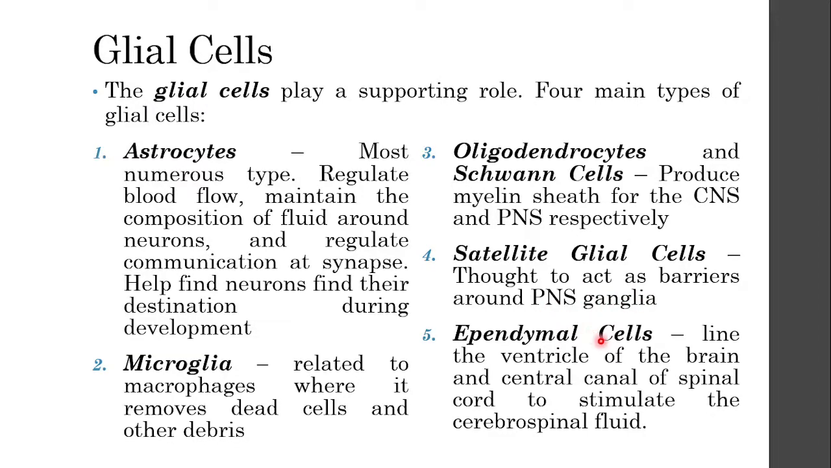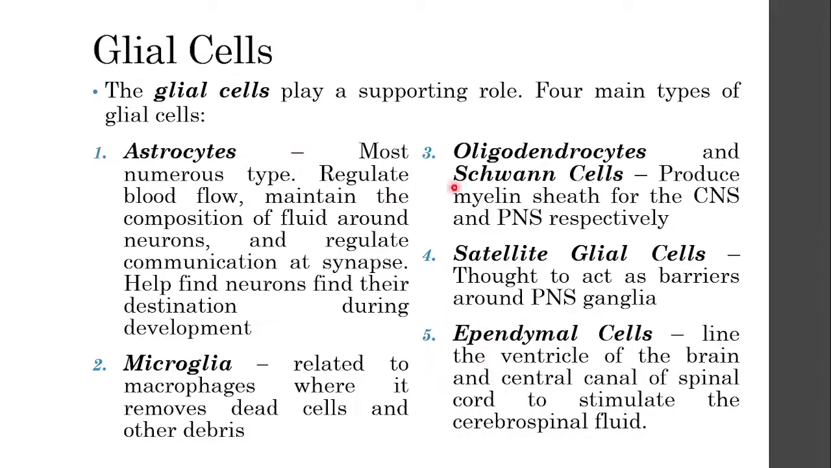And then we have the last, called the ependymal cells. Ependymal cells basically stimulate the cerebrospinal fluid found in our brain and the canal of our spinal cord. They have hair-like structures that brush or stroke the cerebrospinal fluid.